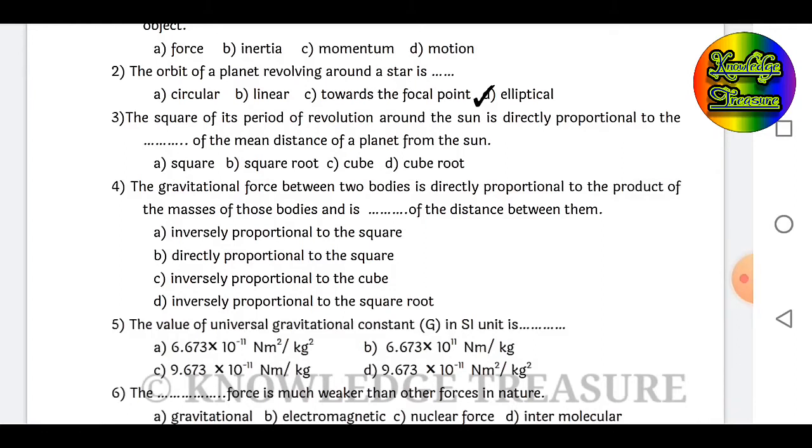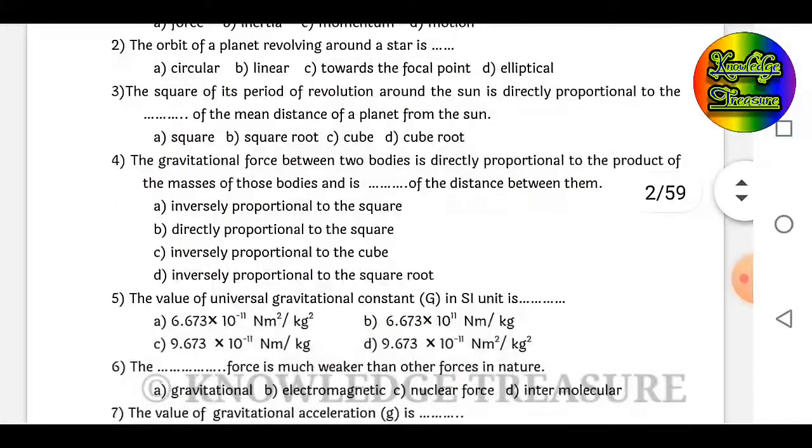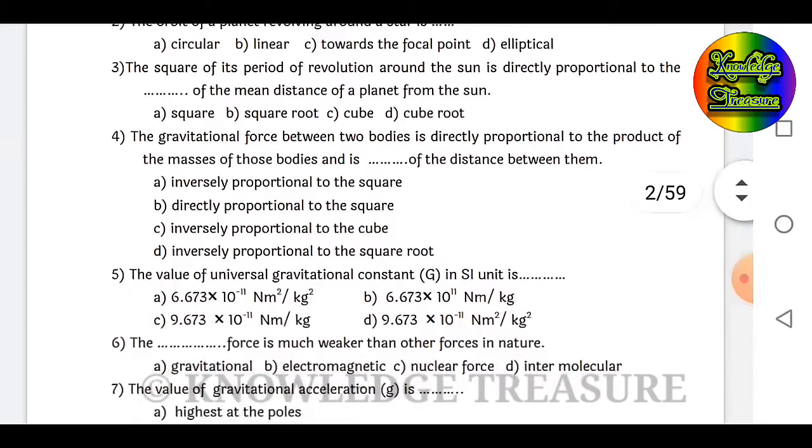Third, the square of its period of revolution around the sun is directly proportional to the dash of the mean distance of a planet from the sun. A. Square. B. Square root. C. Cube. D. Cube root. The correct answer is C. Cube.